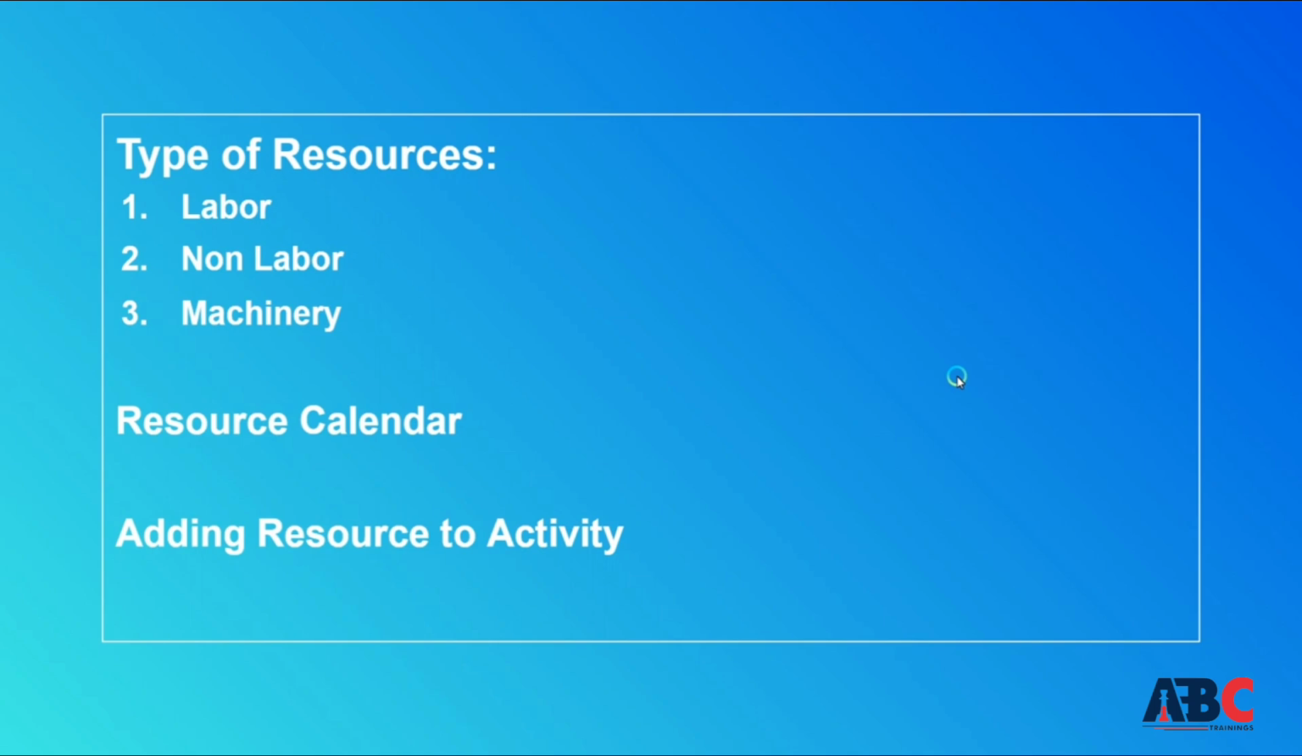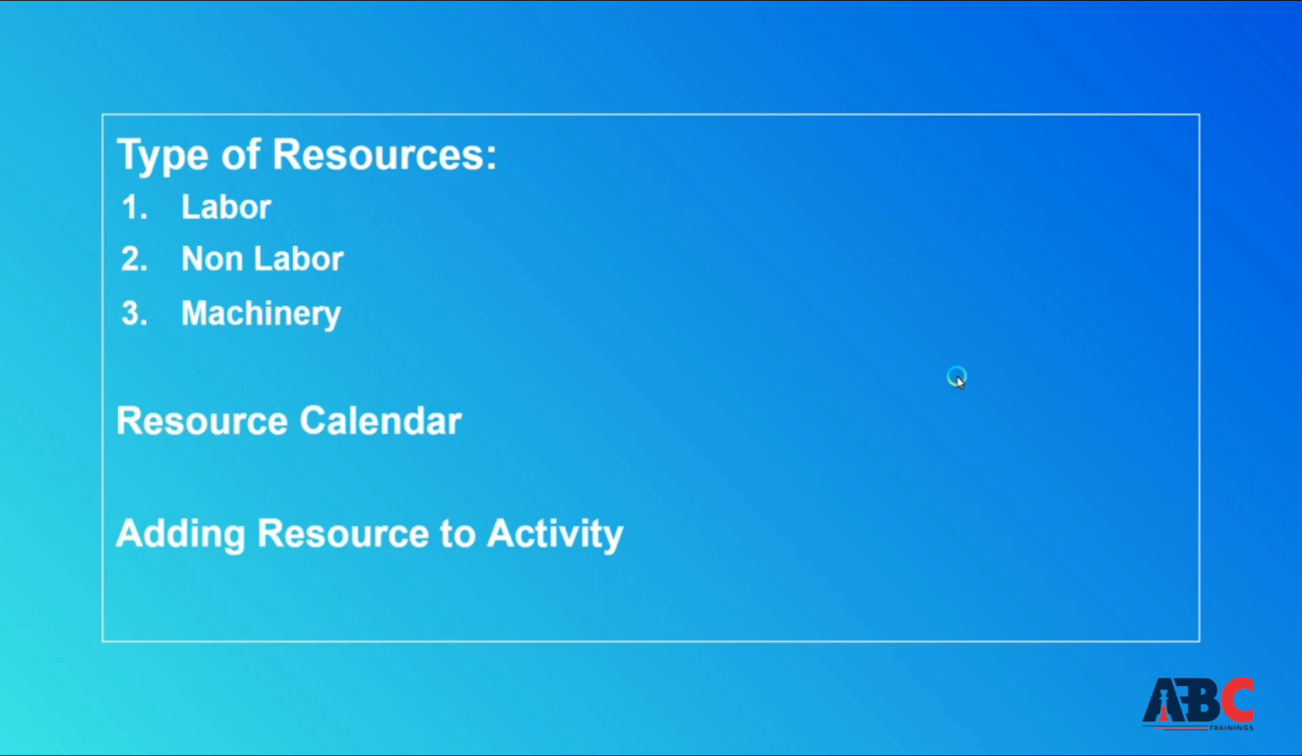Whenever we talk about resources, there are three types of resources: labor, non-labor, and the third type is machinery. Labor means human resources, skilled labor and non-skilled labor, whatever it is. Second is non-labor. Non-labor means whatever materials you have or need, like in construction, sand or cement. So all these things are in non-labor, meaning materials. And third is machinery, which is used for equipment like JCB, excavator, crane, etc. So these are three types of resources.